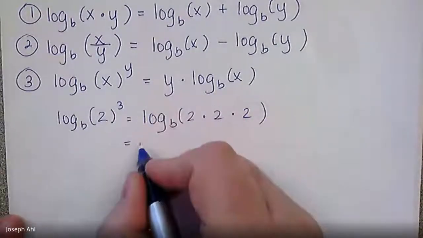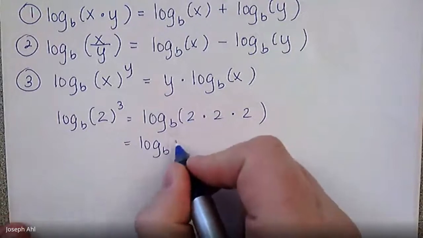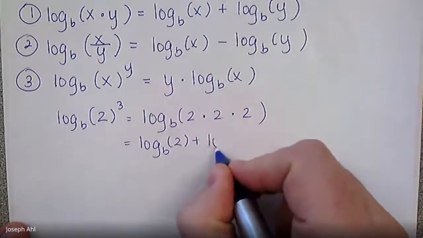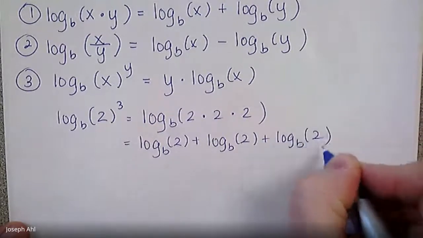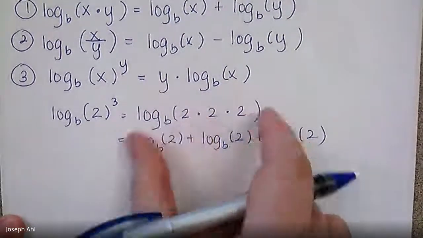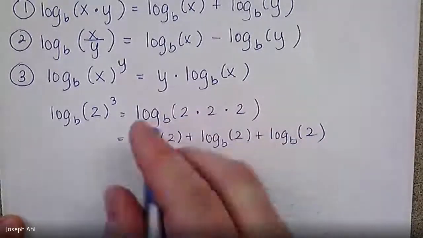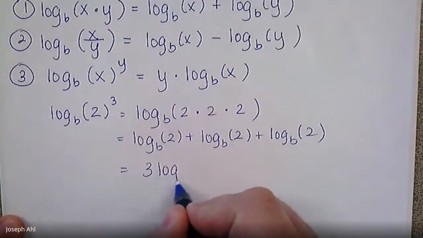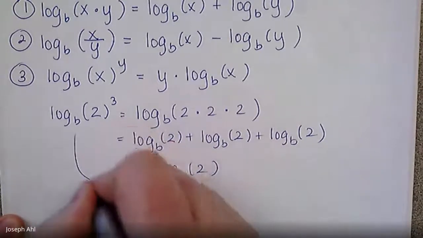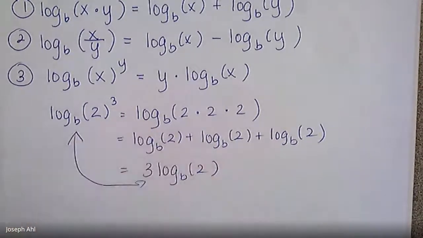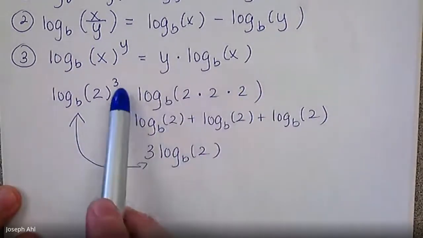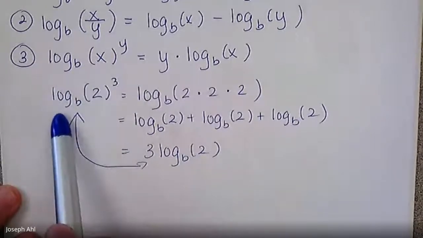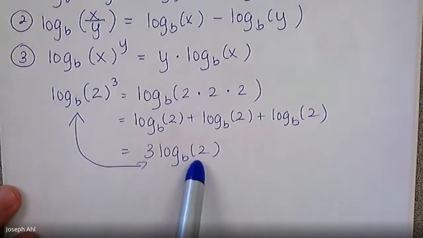Well, log of a product is expanded to addition. So this could be written as log base b of 2 plus log base b of 2 plus log base b of 2 again. So if I expand multiplication to addition, I have 1, 2, 3 of those log base b of 2's, and hey, look at how those two things match. So in the end, could I just jump from this step to this step without the repeated multiplication? Yeah, we could bring the 3 out front and write it in this format.